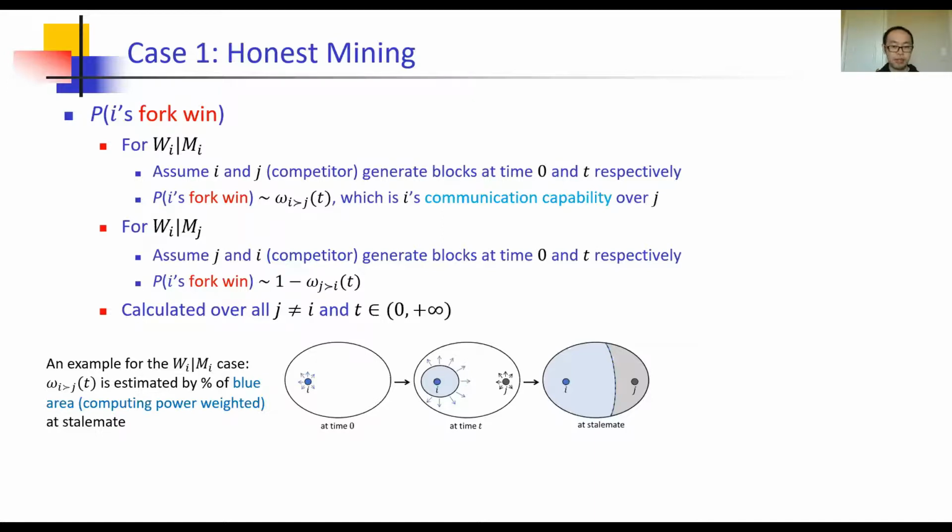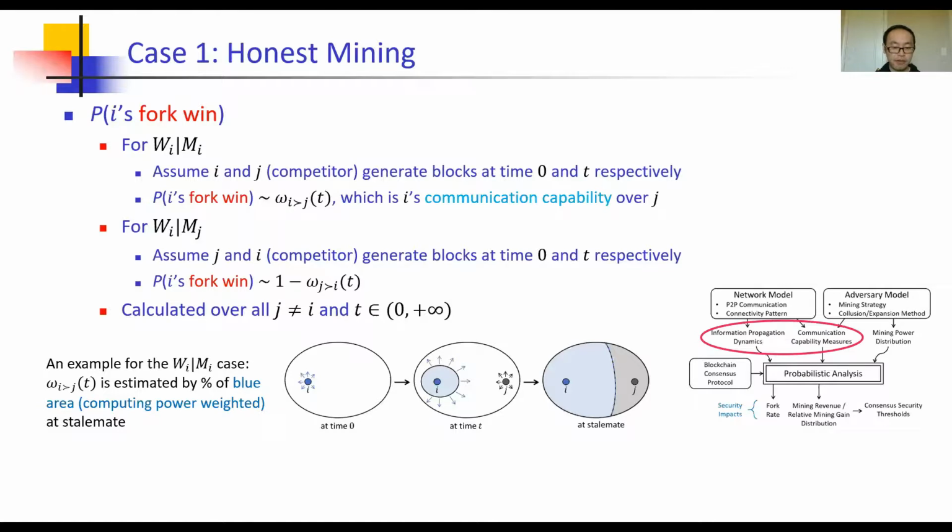And to do that, we need to compute node i's communication capability over any other node, denoted by omega i over j. For example, within the figure below, for case 2, i proposes the first block, we say at time 0, and j proposes the second, the competing block at time t. And then the network comes to a stalemate and is partitioned into 2 groups. Then the communication capability, omega i over j, is estimated by the combined computing power that follows i's block at a stalemate, which corresponds to the blue area of the right figure. And essentially, this can be computed after we have the information propagation dynamics of the underlying network.